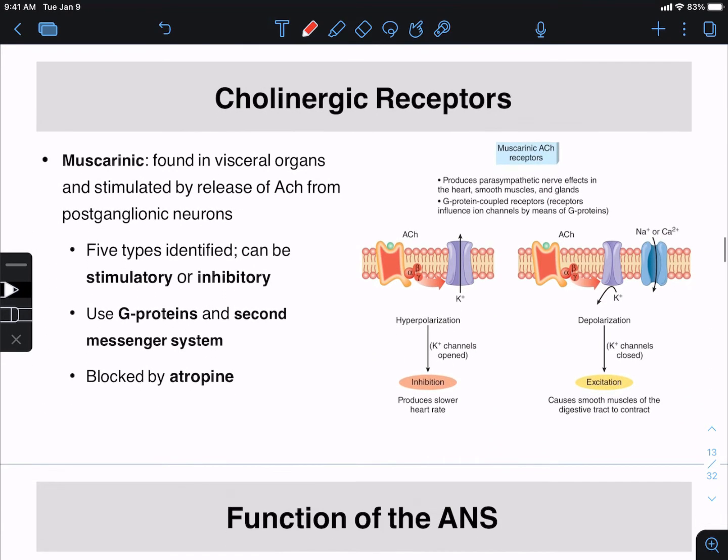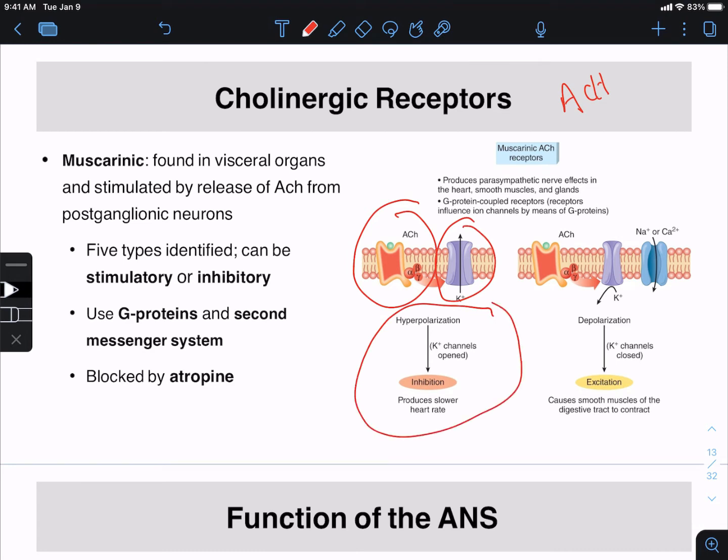Now, another type of receptor that you should know that's a cholinergic receptor, meaning it binds to acetylcholine, is this receptor called the muscarinic receptor. This is a G protein coupled receptor, and it's going to, interestingly enough, lead to hyperpolarization because it activates potassium channels. That's one possibility, and so this is going to lower heart rate. This would be what we would see in the parasympathetic. And this is actually going to happen in the post-ganglionic neurons.